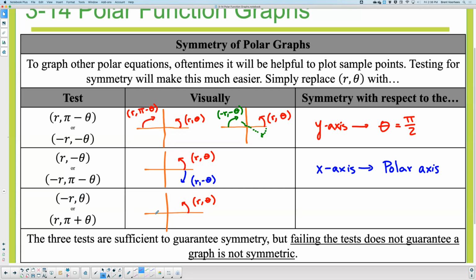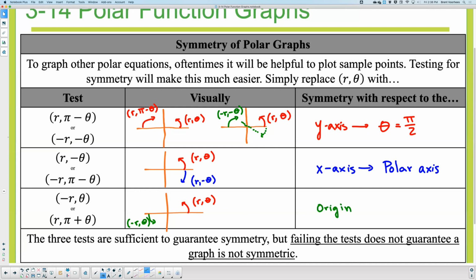You go across. So we'd start over here and I would work this way. So I go over here and I would work this way. So I go across the origin and then I keep moving the same direction. That would be right there, negative r comma theta. What kind of symmetry is that with? That's symmetry across the origin.